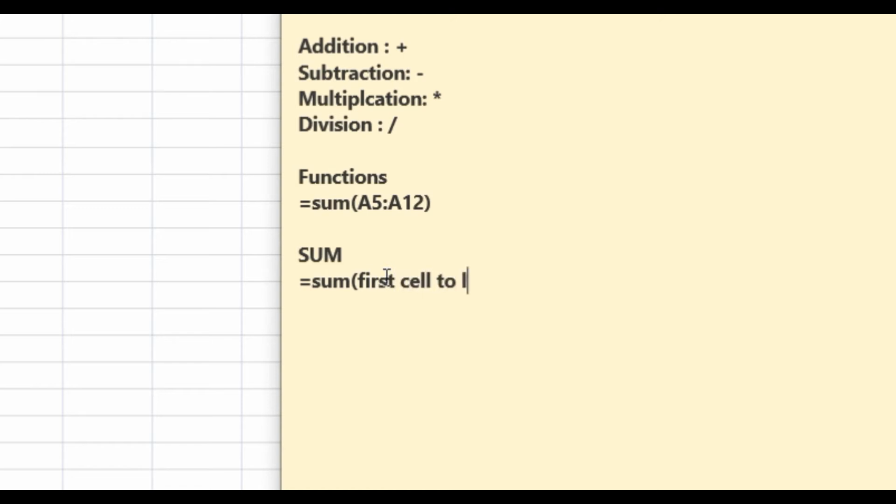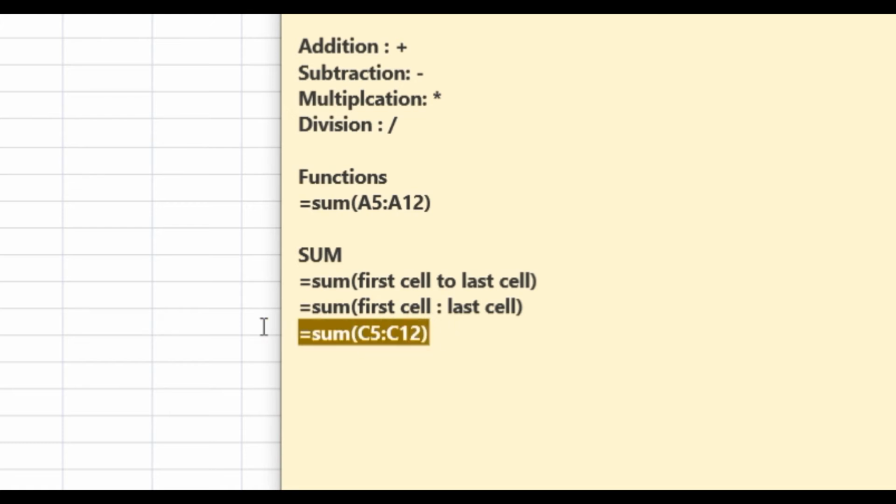to last cell. So inside this bracket you have to write the range of the cells, that is from first cell to last cell. So the formula is actually first cell, and the word 'to' is replaced by the colon, and then the last cell. So if we deduce that formula, it becomes like our first cell is C5 to C12.